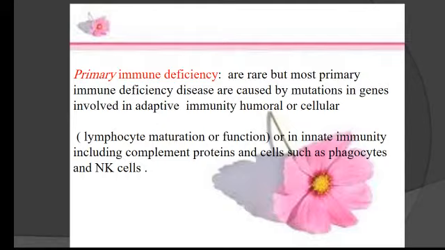Lymphocyte functions include innate immunity cells, including complement proteins, and cells such as phagocytes and NK cells. Lymphocyte mutations, or innate. I really don't get this second paragraph, but we'll move on. Primary immune deficiencies are rare, and immune deficiencies are caused by mutations in genes related to immune humoral cells.